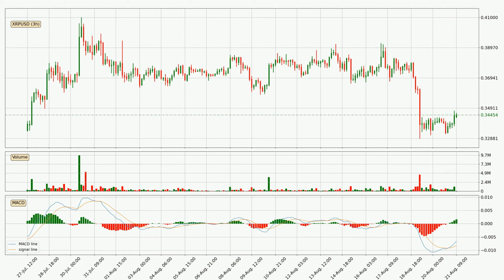Looking at the 3-hourly MACD, the MACD line is above the signal line, meaning that the trend is currently on the up. Looking at the MACD histogram, we can see that the momentum is strong at the moment and we can expect the price to continue growing or maybe at least remaining the same for some time.